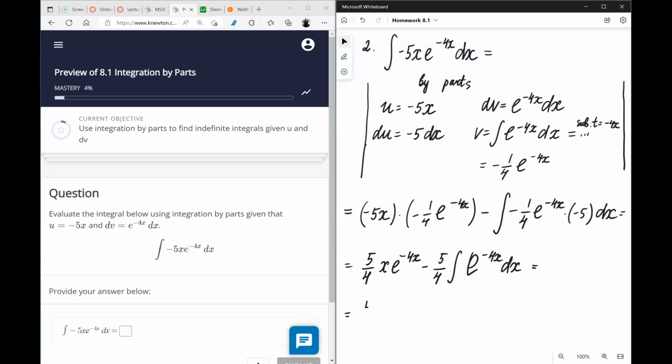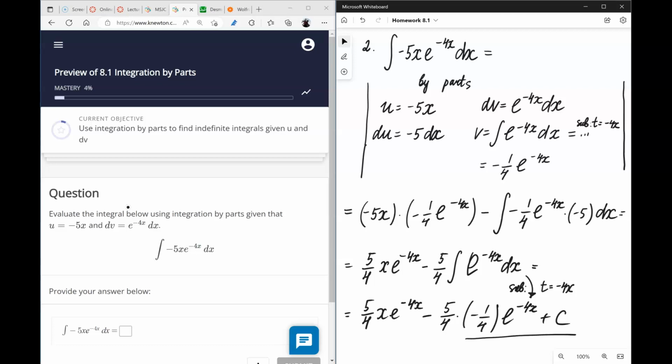And this integral is much simpler, so to do it, all we have to do is just a basic substitution. Again, if you don't see it, then here's my hint. I'm not going to do every single step, but if you do this substitution, t equals negative 4x, you'll be able to obtain this result.